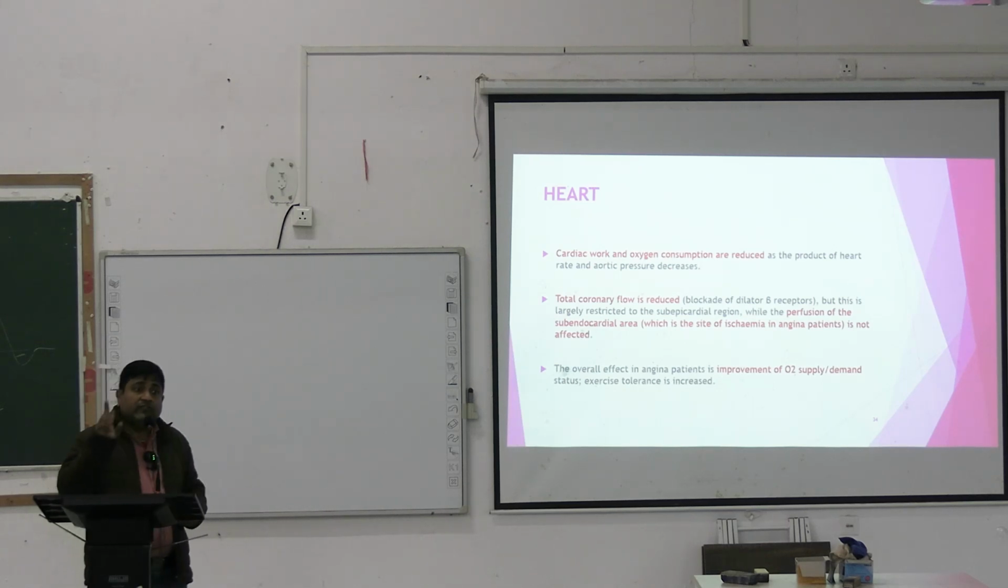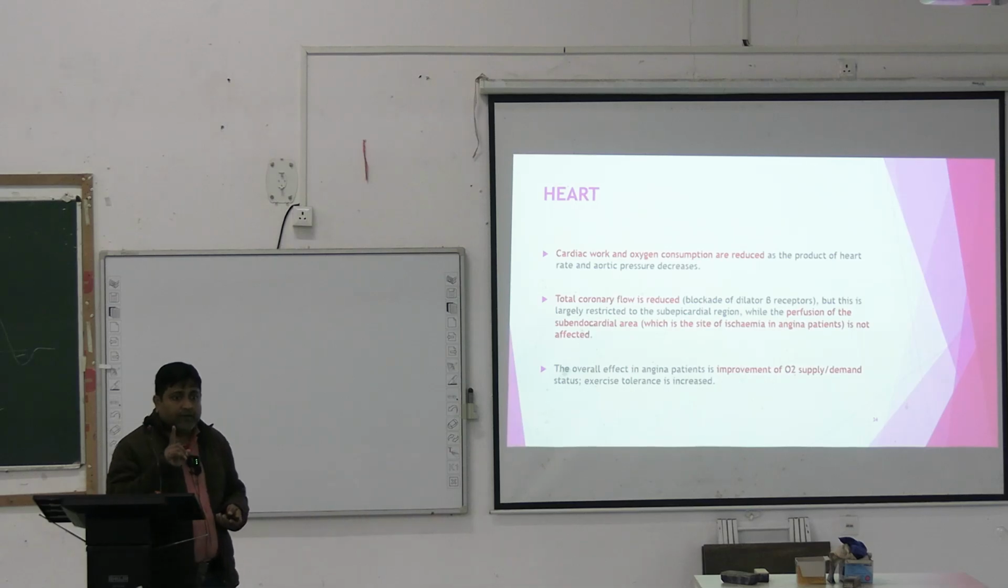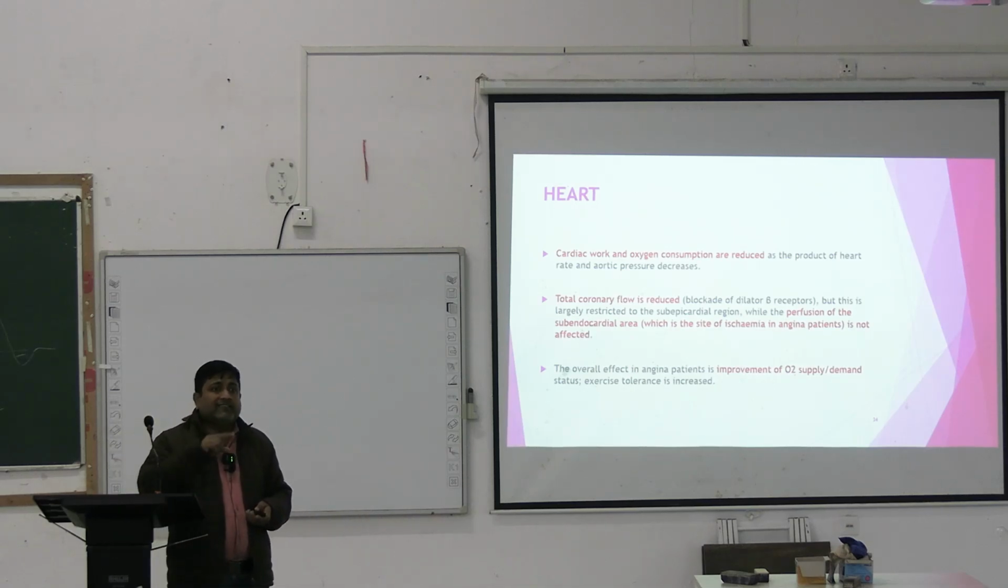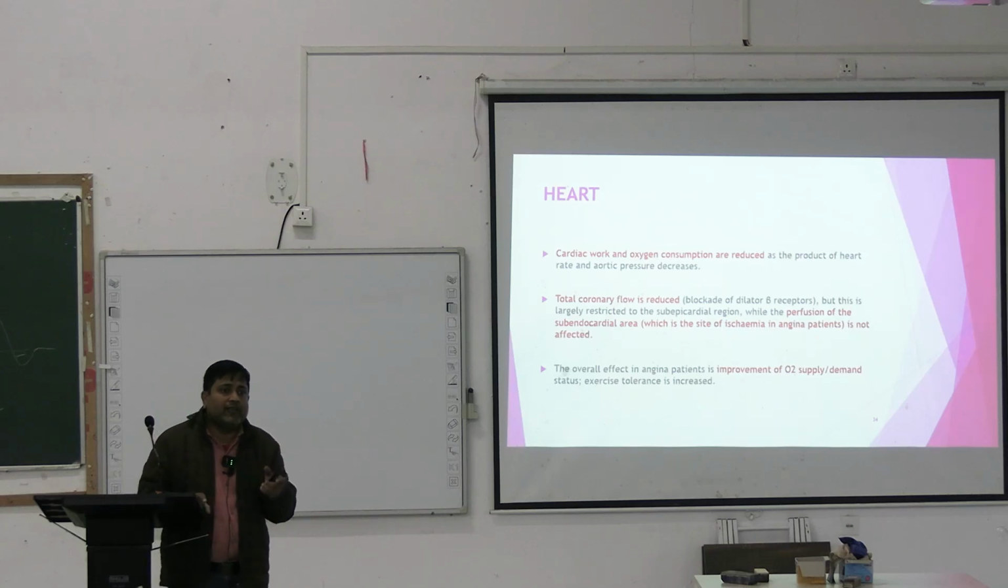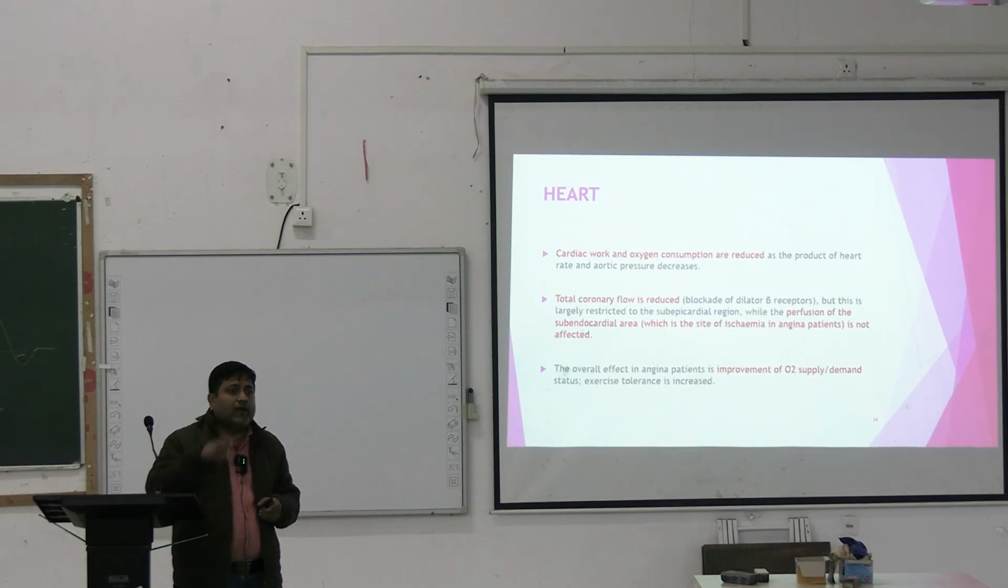Total coronary flow is reduced, but that is more marked in the subepicardial region, less marked in the subendocardial region, and the ischemic zone generally occurs in the subendocardial region. So there is beneficial flow of blood to the ischemic zone.